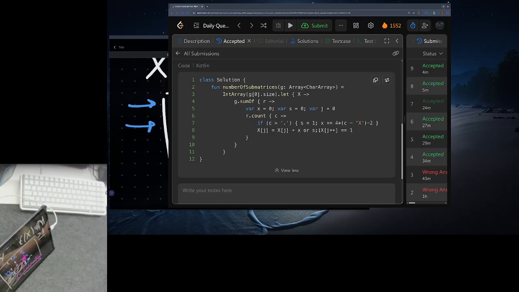And finally I check the balance is equal 0, and also we have the flag. So together it is 1. So this is how it looks for the Kotlin.